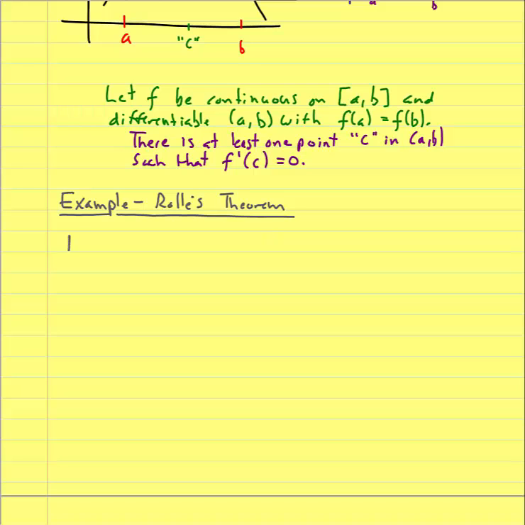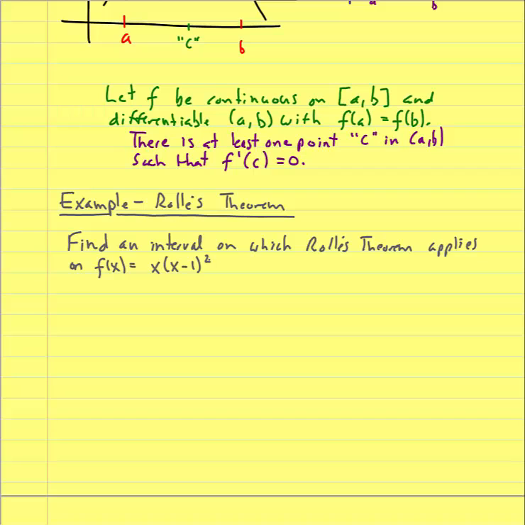So to get started, let's go ahead and find an interval. So this one, we're not given a and b, we have to find a and b. So find an interval on which Rolle's theorem applies. And let's go ahead and pick a nice polynomial function for our first one to get started. Let's go ahead and use f of x equals x times (x minus 1) squared.